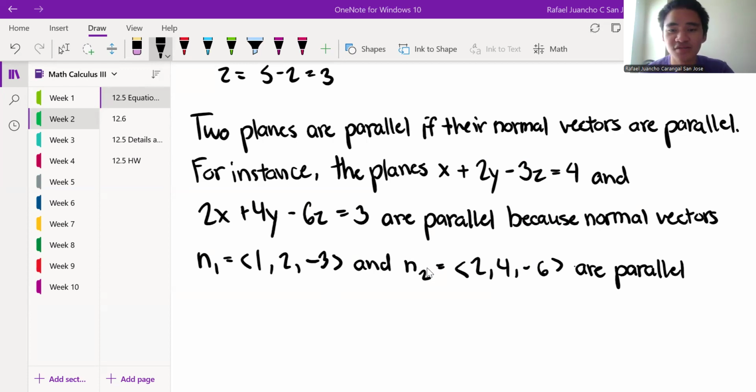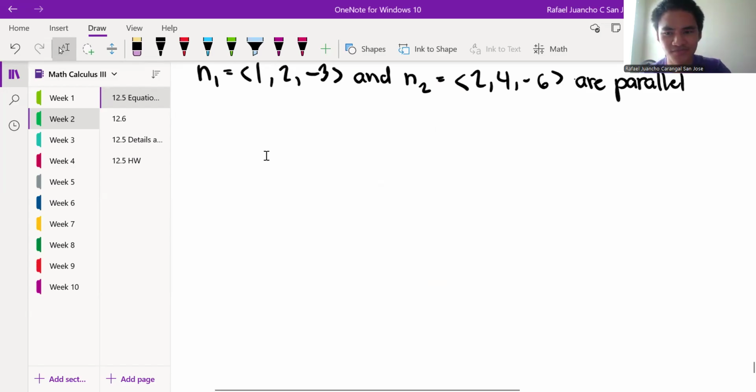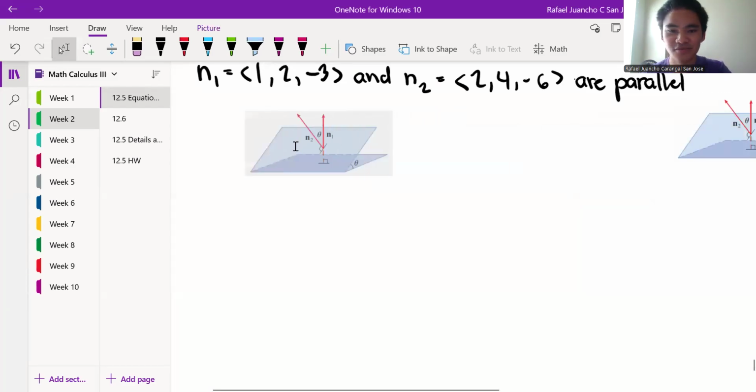But if two planes are not parallel, then that means they intersect in a straight line. So if they're not parallel, then they intersect. And the angle between the two planes is defined as the acute angle between their normal vectors. I'm gonna show a picture of that real quick, and I'm gonna explain it while I'm also trying to understand what that English means, because I'm not a native English speaker. Okay, so let's look at that real quick.